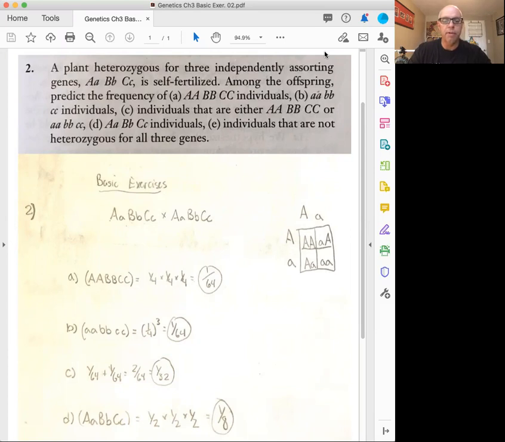All right, a plant heterozygous for three independently assorted genes, big A, little a, big B, little b, big C, little c, is self-fertilized. Down here, I wrote out that genotype. Self-fertilization is just like mating with somebody that has the exact same genotype as yourself, right? So I just did the cross between another individual with the exact same genotype. And it is going to ask you to predict the frequencies, or the probability of getting big A, big B, little c in A.